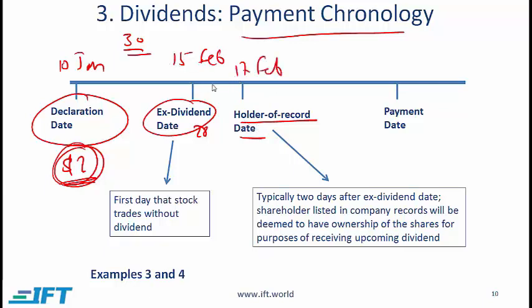In our simplistic example, let's say that the holder of record date is 17th Feb, which is 2 days after 15th Feb. And then the payment date might be 10th March. Obviously, that will be a little bit of time after the holder of record date. This is where the dividend is sent out to the shareholders.